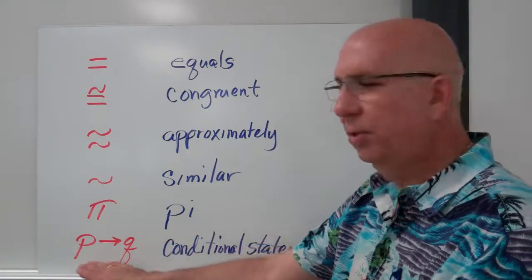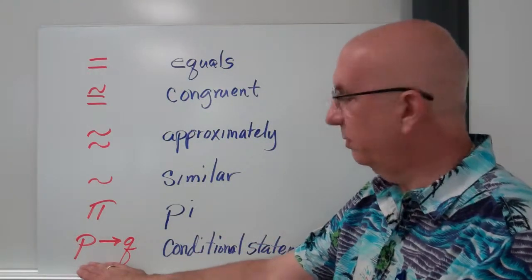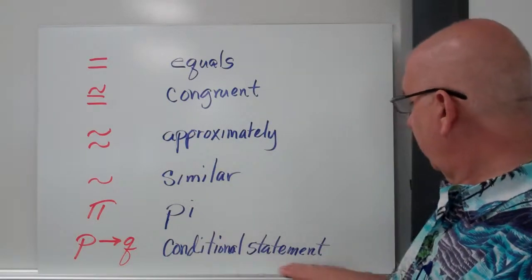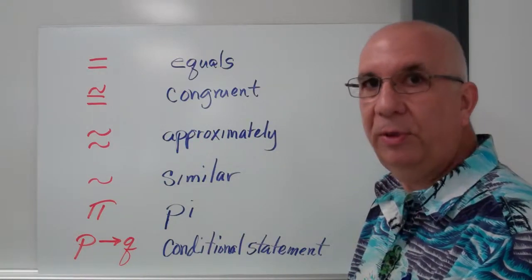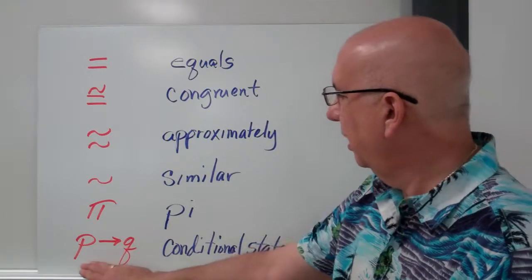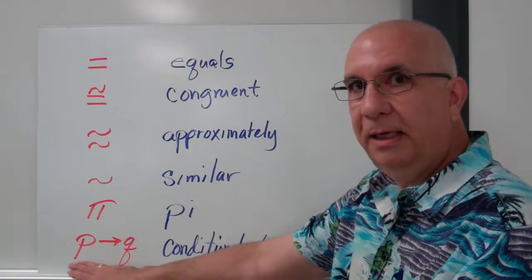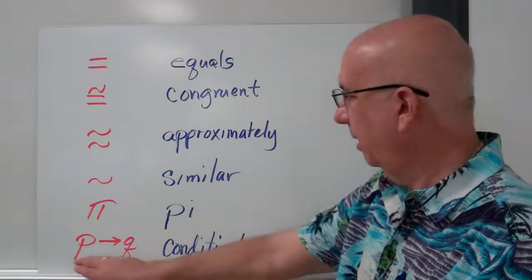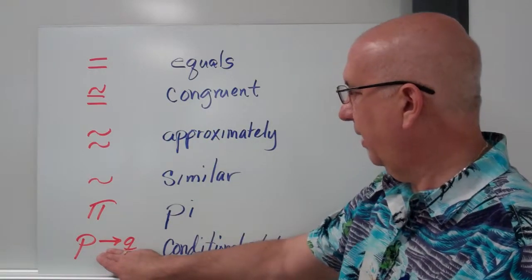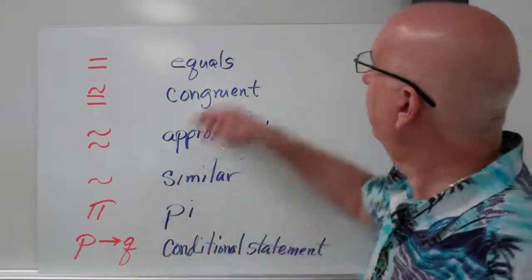And the last symbol you have never seen. I doubt you've ever seen. This is called a conditional statement. This is one of three or four conditional statements. This one would be read, if P, then Q.